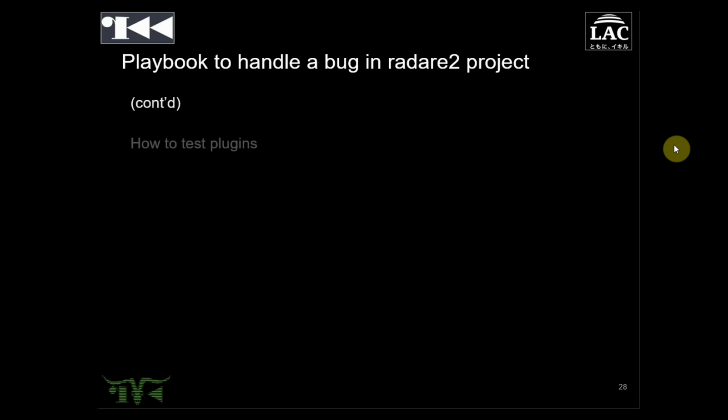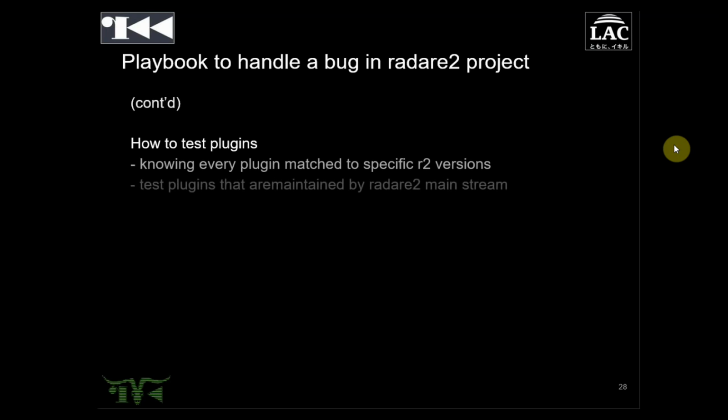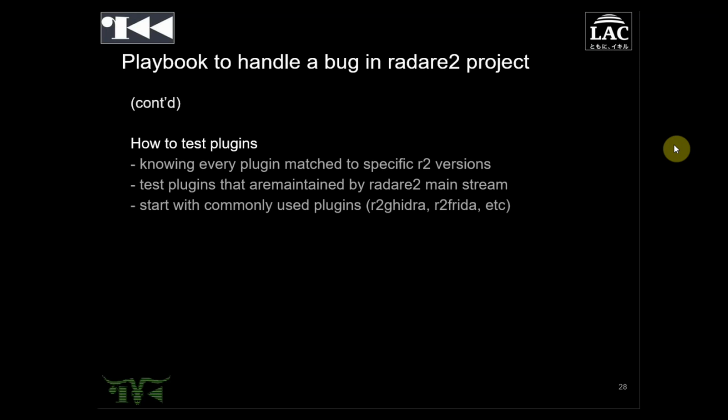Then we have the plugin testing, where we have to know every plugin matched to specific r2 versions, which version that is, and what plugins are actually maintained by whom, whether they are in the Radare mainstream or not. You have to be careful with that. And there are commonly used plugins like r2ghidra, for example, r2frida, etc., that make them a higher priority for testing.